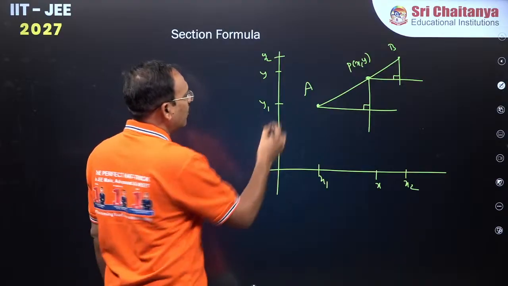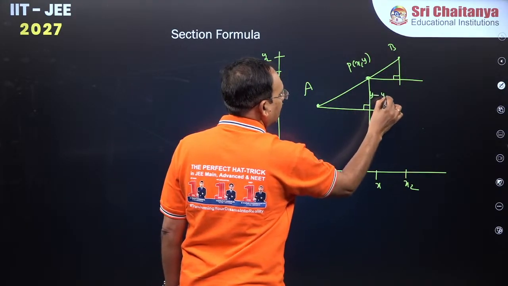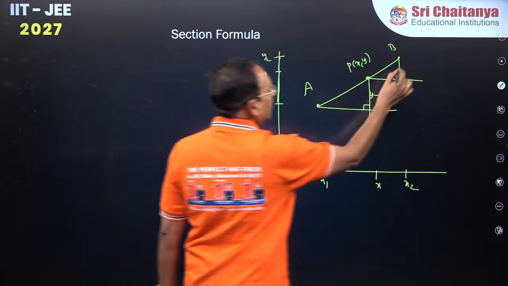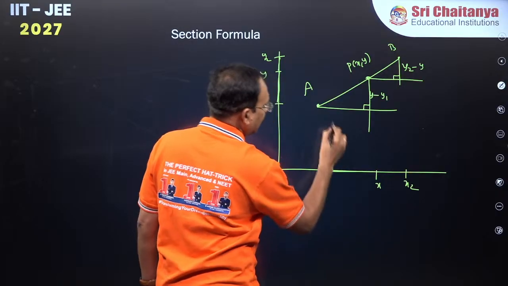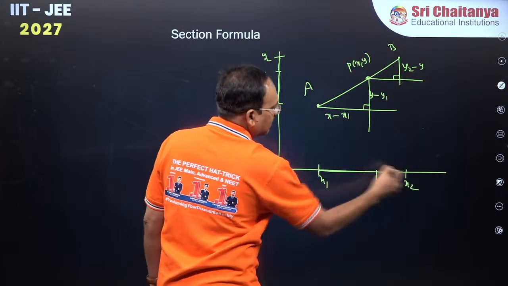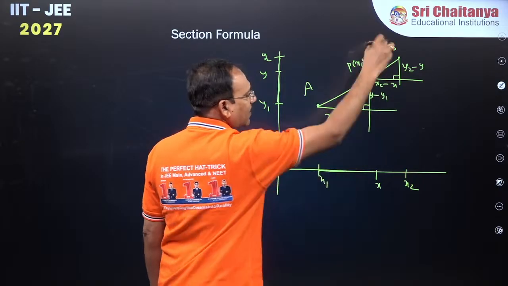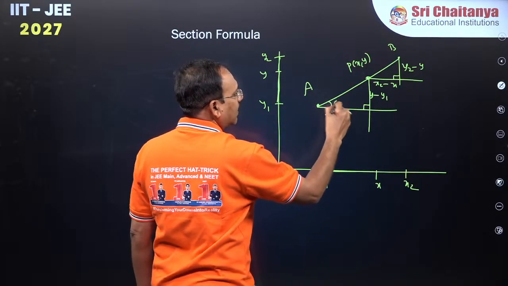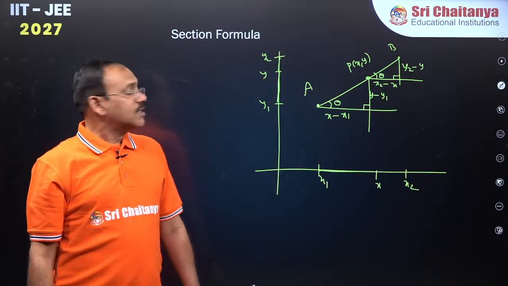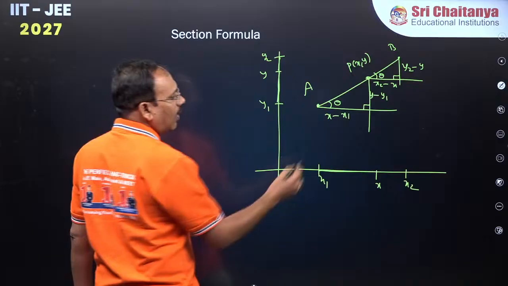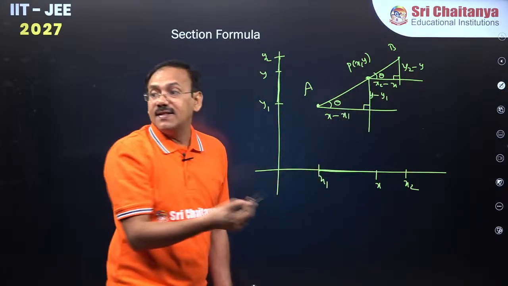Correct? So friends, this is nothing but y minus y1. This is nothing but y2 minus y. Similarly, this is nothing but x minus x1. This is x2 minus x. These two are horizontal, these are vertical, this is a transversal. If this angle is theta, this angle is also theta. So these two are 90 degrees, theta is there. By AA, they are similar.